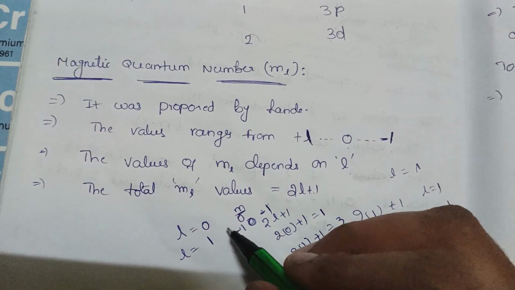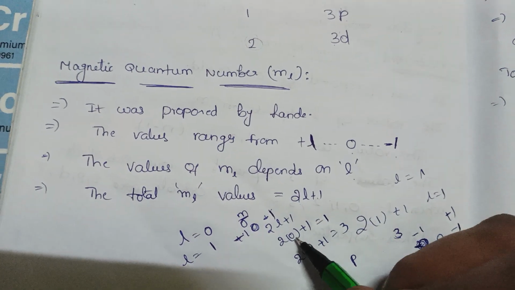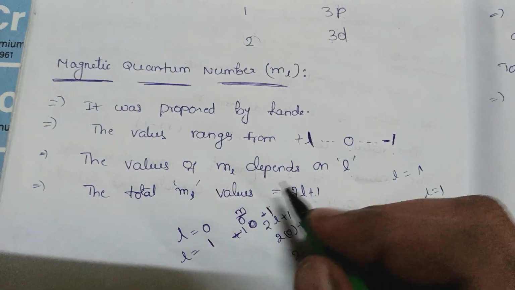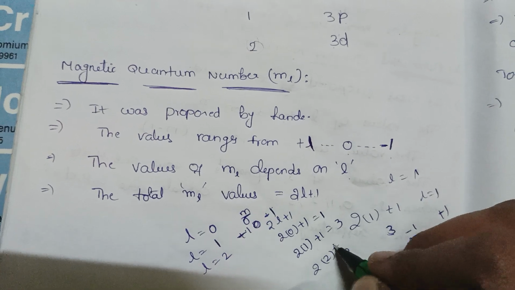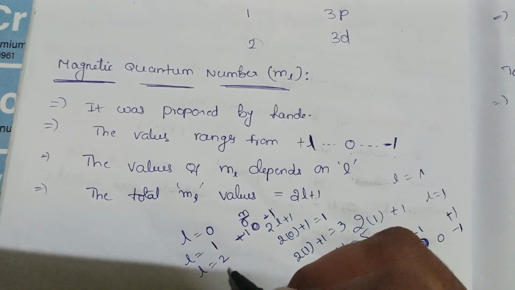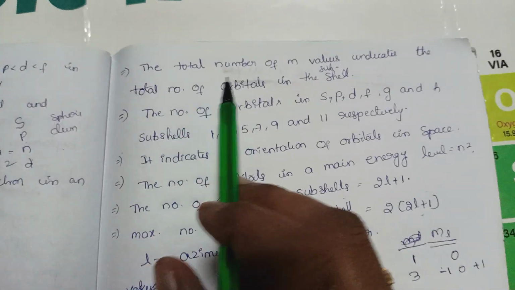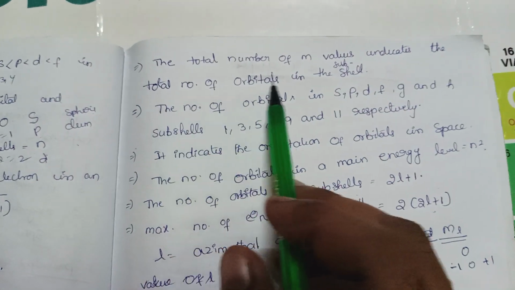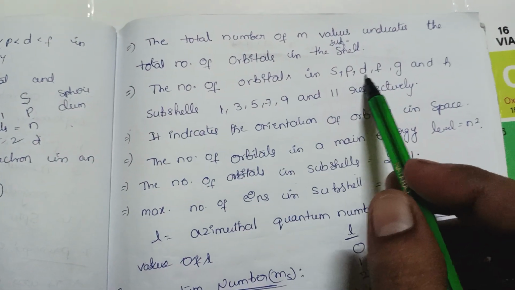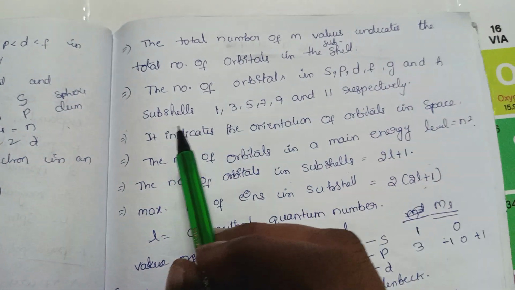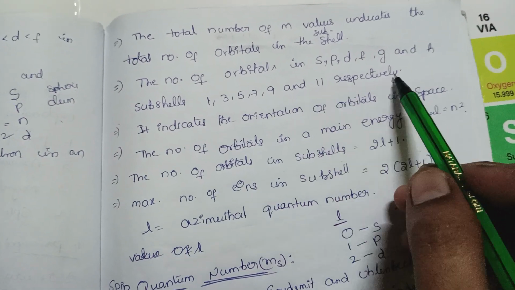And how many m values are here? 3. So the m values are 3. If L equals 2, 2 into 2 plus 1 equals 5. Like that we can calculate the m values. The total number of m values indicates the number of orbitals in the subshell. The number of orbitals in s, p, d, f, g and h subshells is 1, 3, 5, 7, 9, 11 respectively.